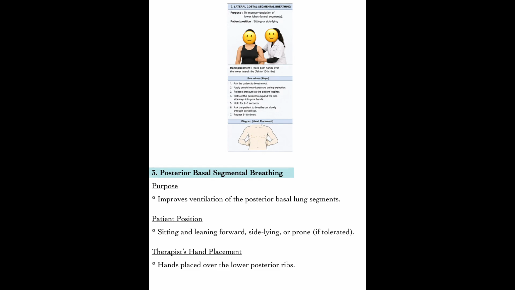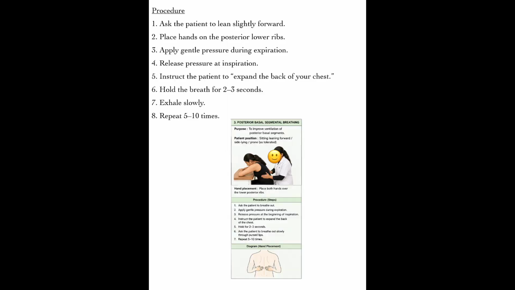Third one is posterior basal segment breathing. Purpose is to improve ventilation of the posterior basal lung segment. Patient position: sitting and leaning forward, sidelying or prone. Therapist hand placement: hands placed over the lower posterior ribs.